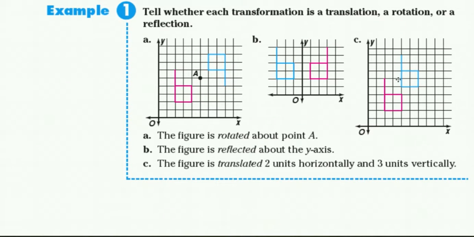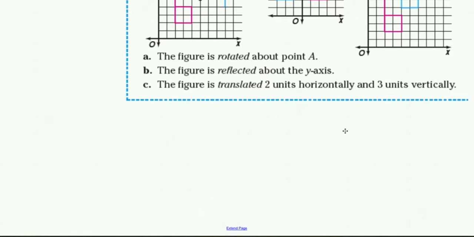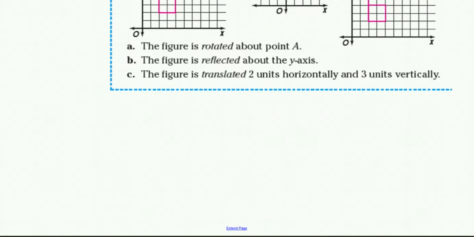So it was translated 2 units horizontally and 3 units vertically. Okay, so if you get the point, 2 units horizontally to the left and 3 units vertically down. Okay, so that's how we apply what we've learned.